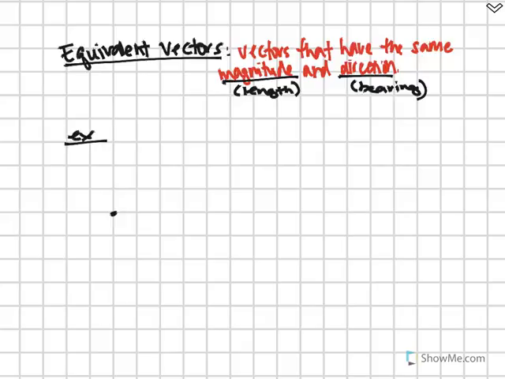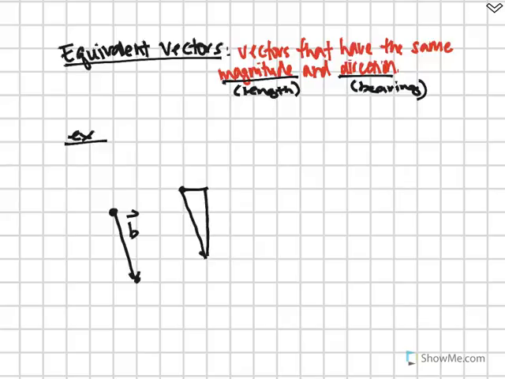So if I have this vector with a starting point right here, then what I can do is go over 1 and down 3, draw a vector, and call that vector B. And usually vectors have this little arrow on the top of it to denote it's a vector. I would say that another equivalent vector would be the same deal. It would have a starting point, and I would go over 1 and down 3.